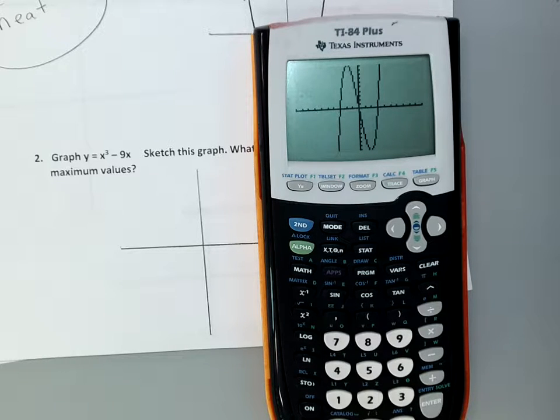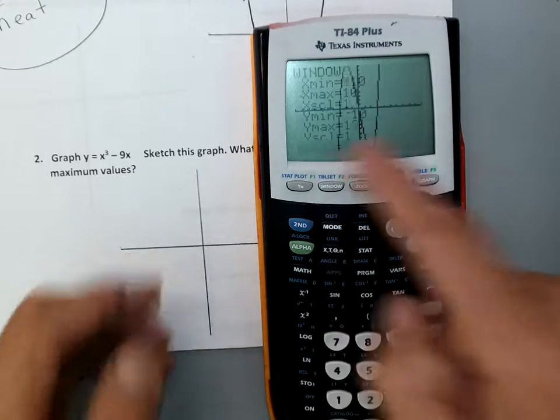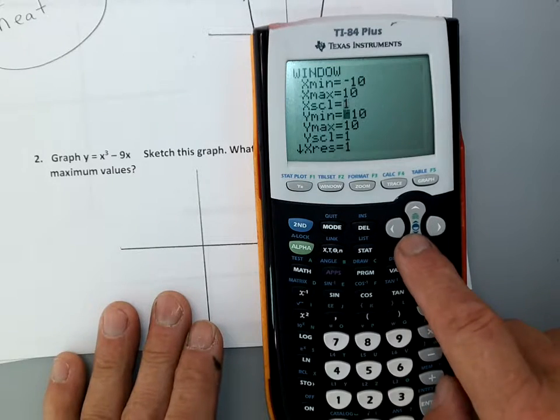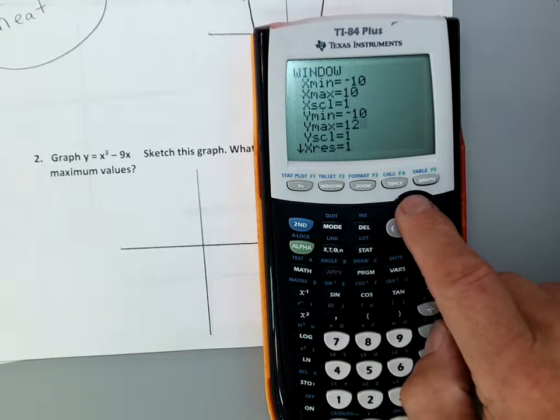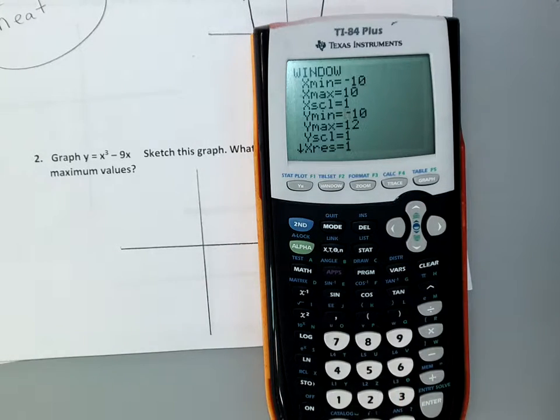So I'm going to go a little higher on my window. Instead of y being up to 10, how about we go to what? 10.5? 12. I like 12 better. So if I go to my window and change my Y max to 12, I see a little bit more. All we need is 10. And my Y min, how about we make that go down to maybe negative 12, and we'll see more of the graph. Does that make sense?